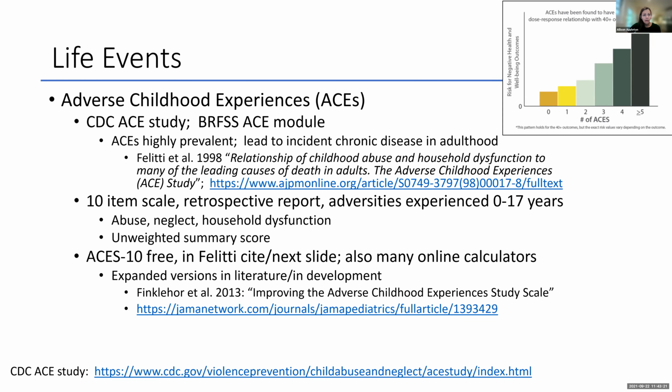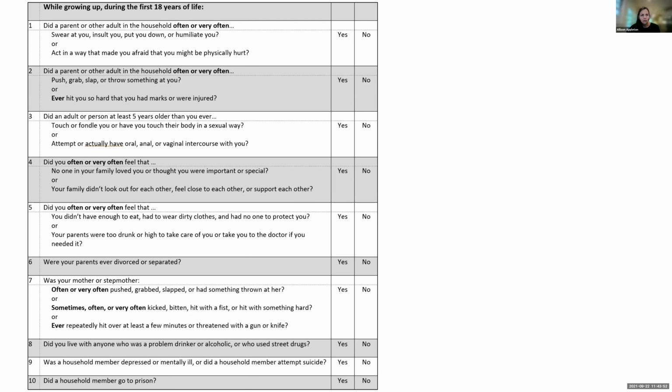There's also a number of expanded versions of the ACE scale in the literature that have been published and others that are in development. As I said, there's 10 items, and I'll show you what they are on the next slide, but there's been a lot of work expanding on that, thinking about neighborhood level adversities that might be relevant for child health and so forth. This Finkelhor paper is a nice review that talks about improving the ACEs scale and directions that people are taking currently with that scale. So here's a version of the ACEs 10.